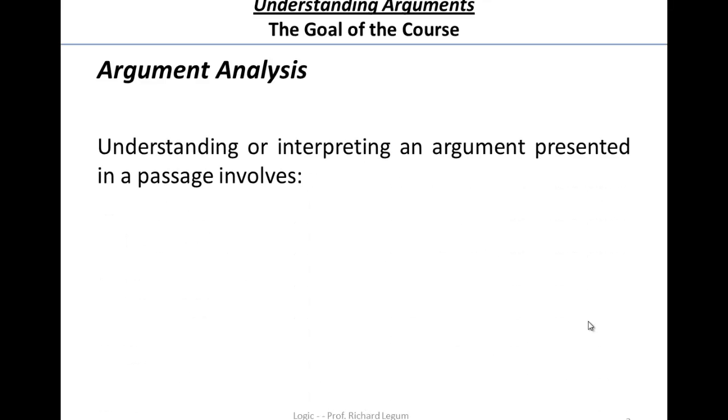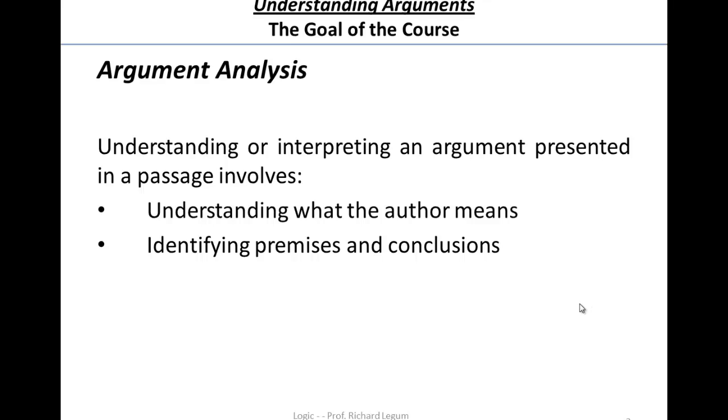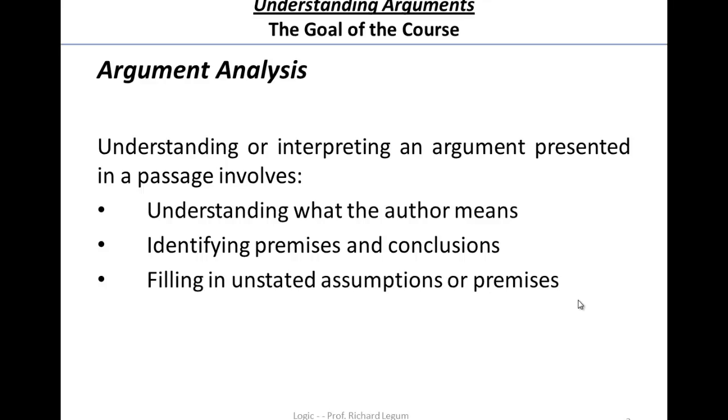The first part of argument analysis is being able to understand, interpret an argument presented in a passage, and that involves trying to understand what the author means, identifying his premises and conclusion. Should be the conclusion first, because it's hard to figure out what the premises are if you don't know what the conclusion is. And sometimes you're going to find that he has unstated assumptions or premises. That is, he needs some premises, or he assumes that everybody agrees to certain premises.